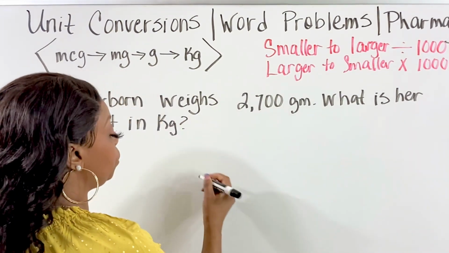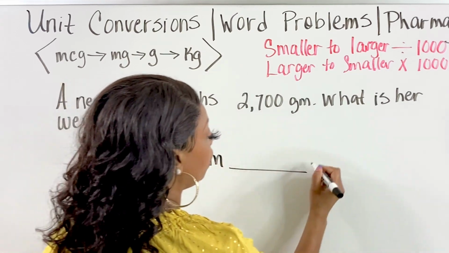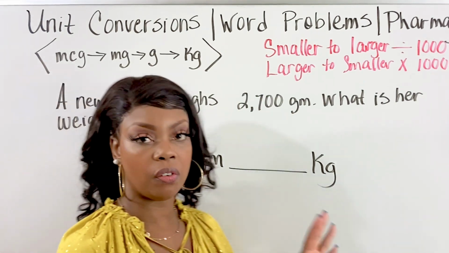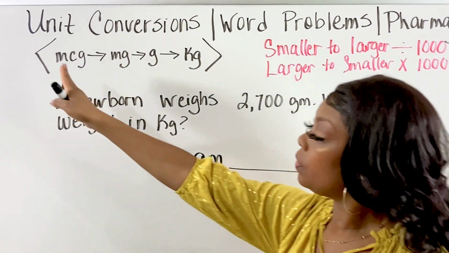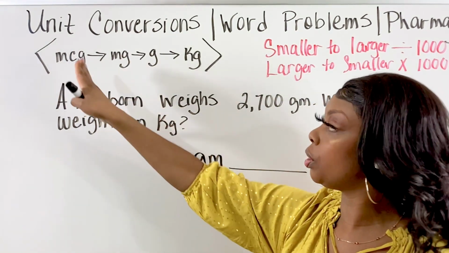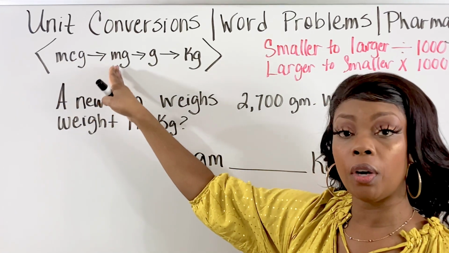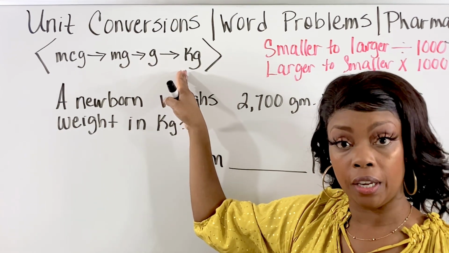So this is how I'm going to write it for you. We are going grams to kilograms. That is our goal. And I'm only going to do 5 of these problems since they are word problems. Now on here, this is your units moving from smaller to larger. So micrograms is smaller than milligrams, milligrams is smaller than grams, and grams is smaller than kilograms, okay?